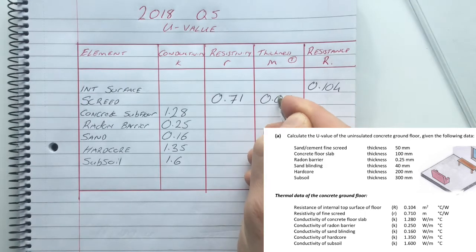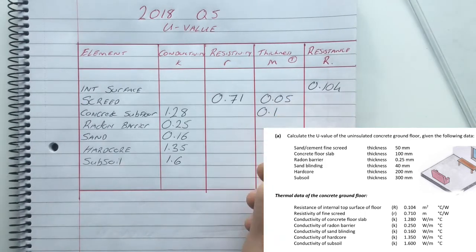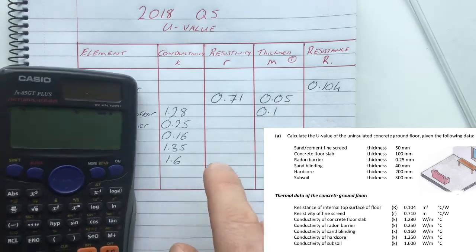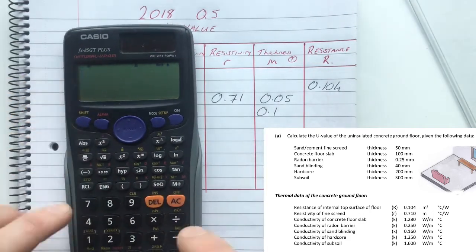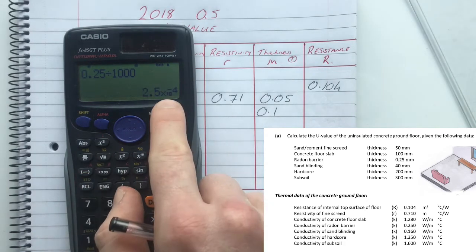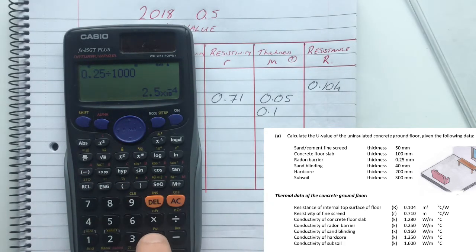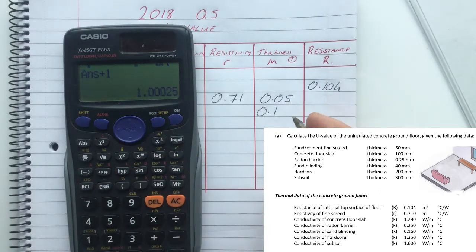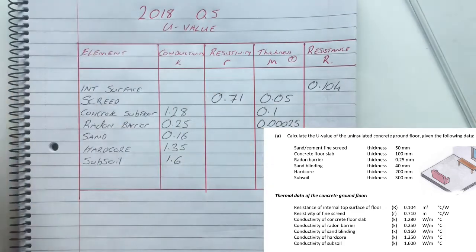All measurements given in the question are in millimeters, but for the formula to work they must be converted to meters. This is done by dividing by 1000. The radon barrier is 0.25 of a millimeter, which is 1/4 of a millimeter in thickness because it's only a sheet of plastic. To get it to a meter, I divide it by 1000, but it's coming up as a fraction. A little trick here is to add 1 to make it into a decimal point, so then I cancel the 1 off and it becomes 0.00025.